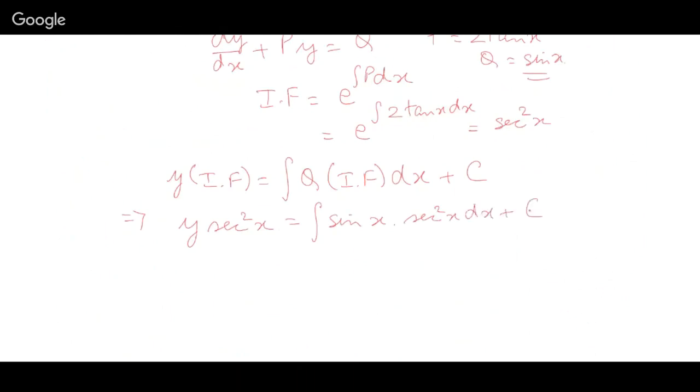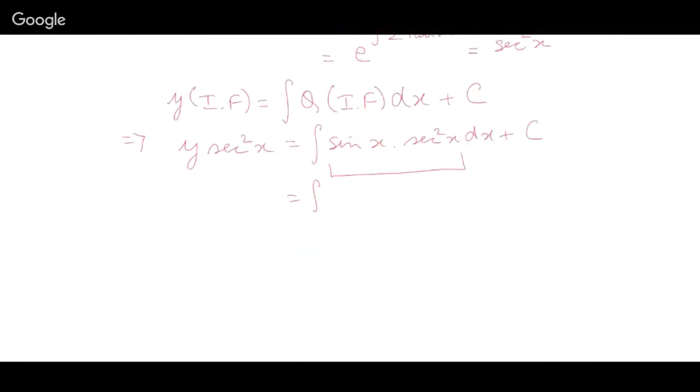Now solving this particular integral, we can do it by rewriting sec square x as 1 by cos square x. So what we'll get is integral of sec x into tan x dx plus c. Now integration of sec x tan x is nothing but equal to sec x plus c. So our general solution is now y sec square x is equal to sec x plus c.